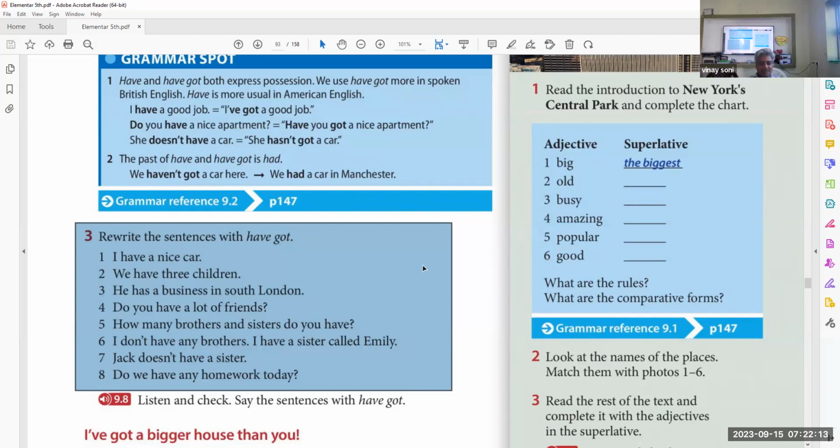6. I don't have any brothers. I haven't got any brothers. I've got a sister called Emily. How many brothers and sisters do you have? Do you have a lot of friends? He has a business in South London. He has got a business in South London. We have 3 children. I have a nice car.